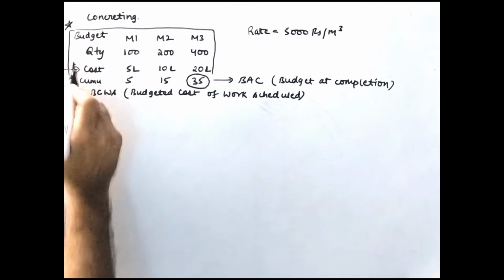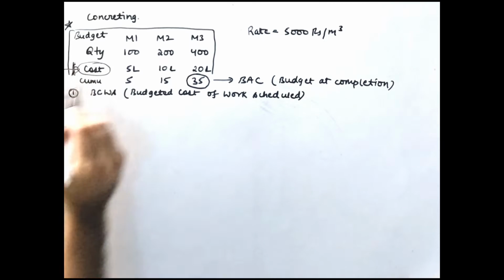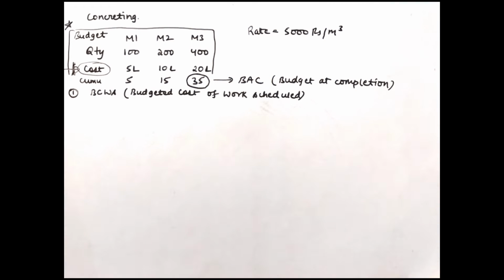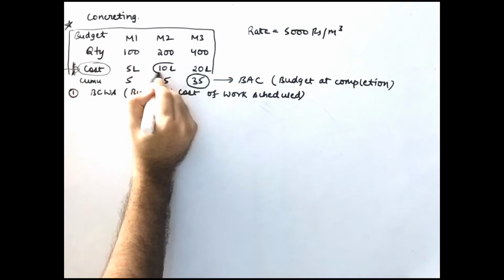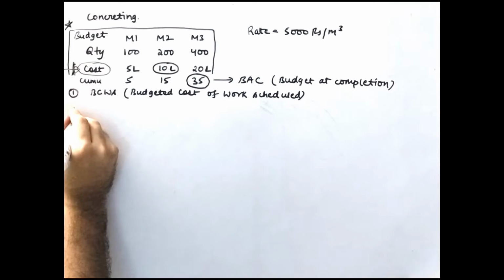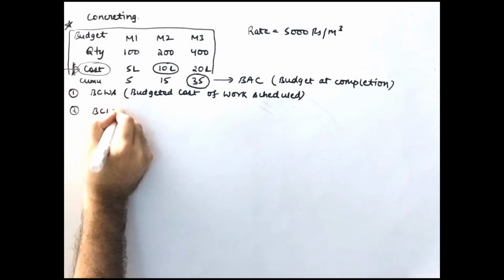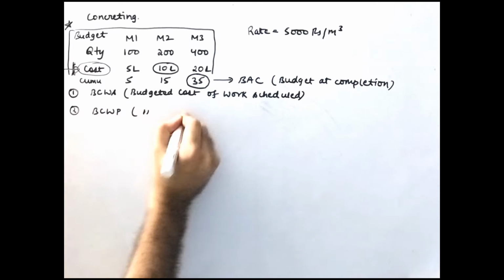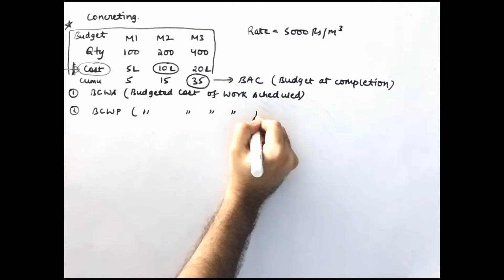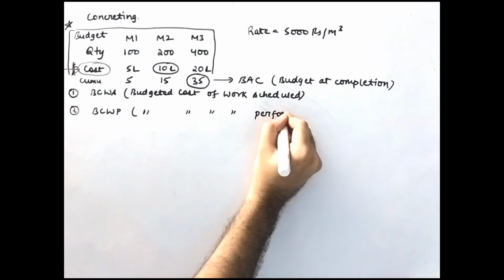So what is your BCWS? BCWS is this cost. So if I ask you what is the BCWS for the second month for concreting, you will say that it is 10 lakh rupees. Okay, second terminology, it is your BCWP, budgeted cost of work performed.